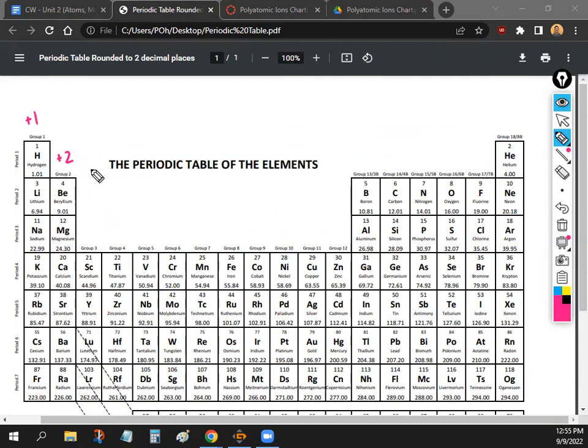Okay, so everybody in the first column wants to be +1. Everybody in the second column wants to be +2. This column right here wants to become +3, but we don't use this that much, so don't stress too much about this. This column also wants to be +3. Okay.